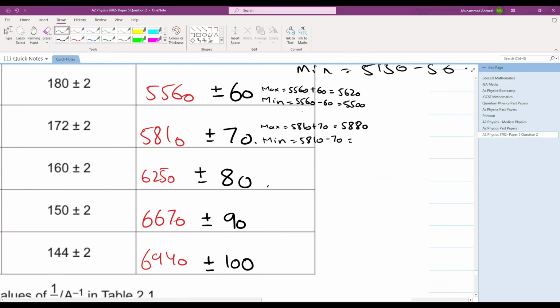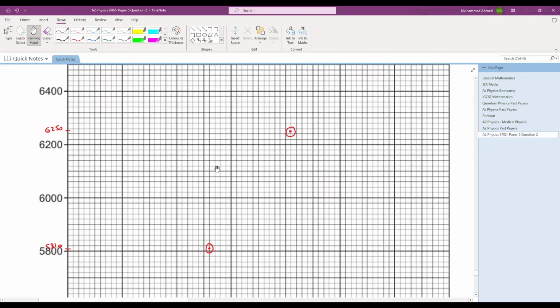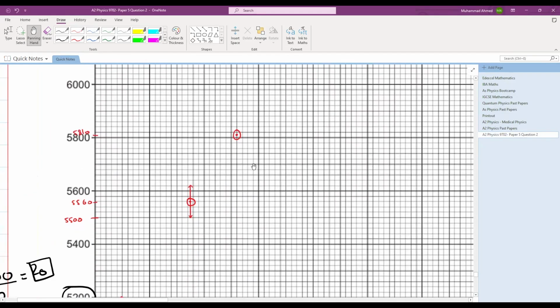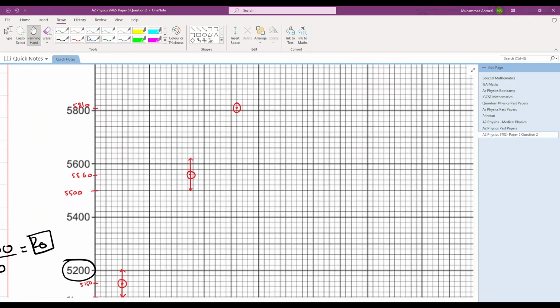5810 minus 70 equals what? 5740. Your minimum value is 5740, maximum value is 5880. So 5740 will lie somewhere here. Yeah, this is your 5740. Maximum value was what? 5880. So here, perfect. 5880.